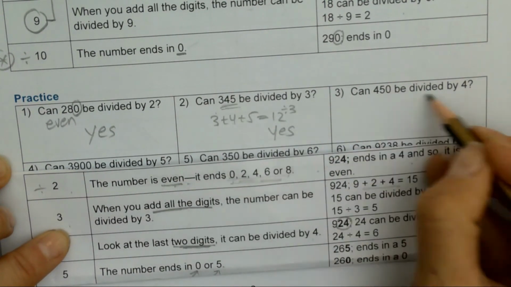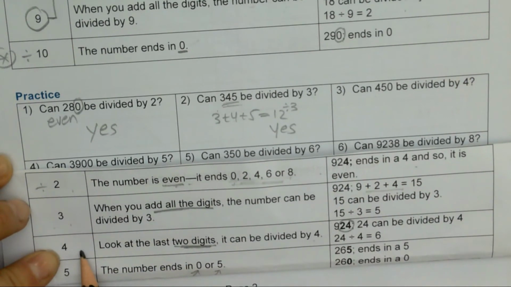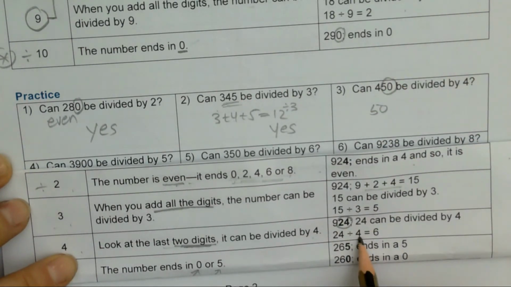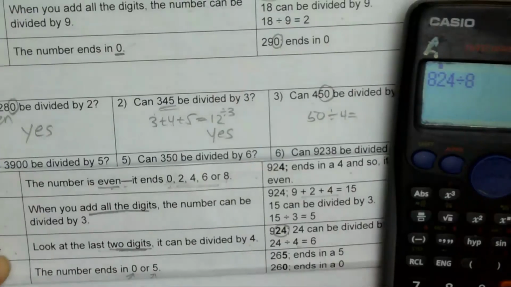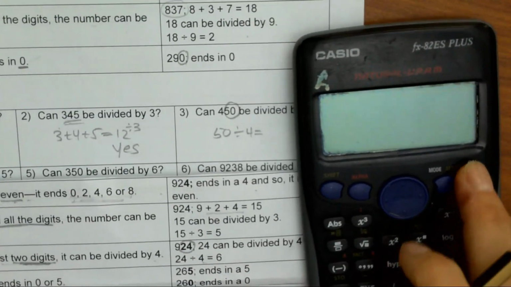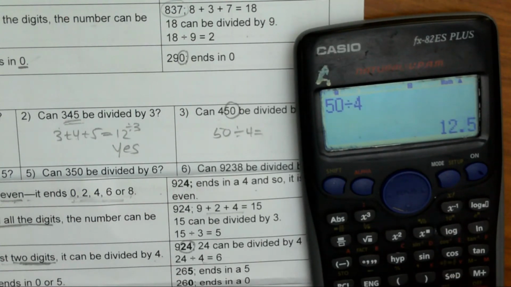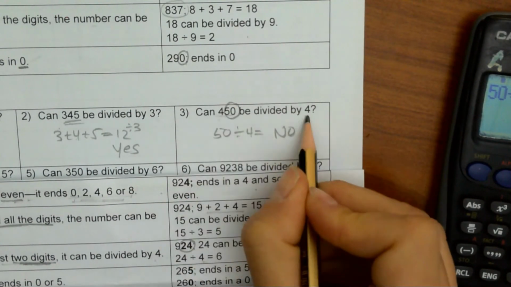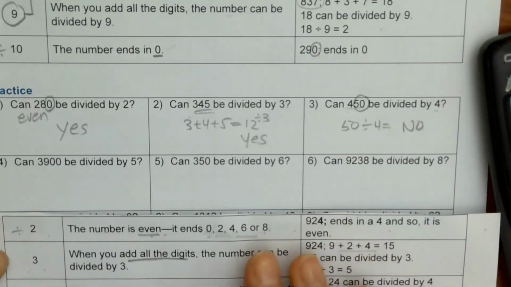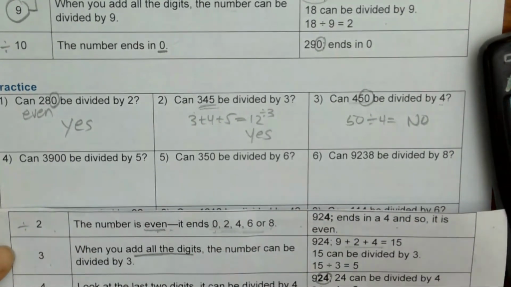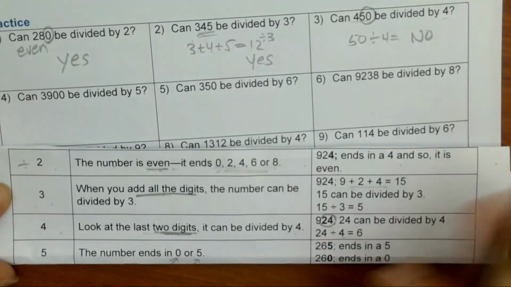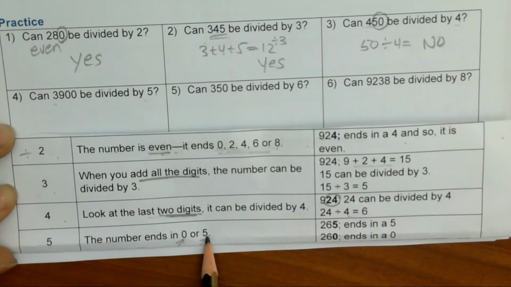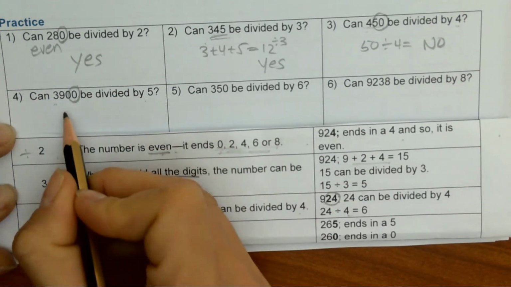Can this be divided by 4? 4 says look at the last 2 digits and check to see if it's divisible by 4. Let's check on our calculator. 50 divided by 4. No, it's 12 and a half. So no. So 450 cannot be divided by 4. Can 3,900 be divided by 5? Well, for 5, it has to end in a 0 or a 5. It ends in 0, so yes, it's divisible by 5.